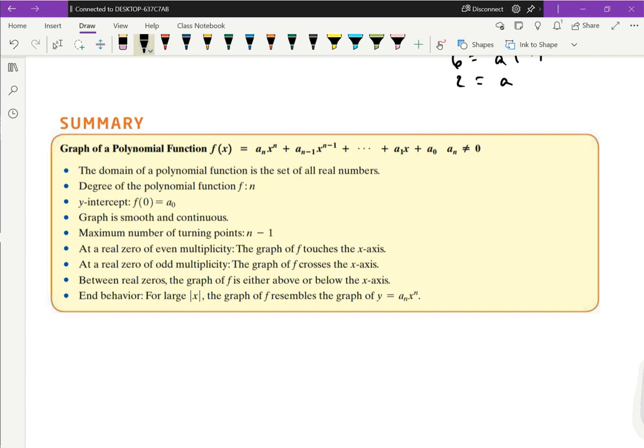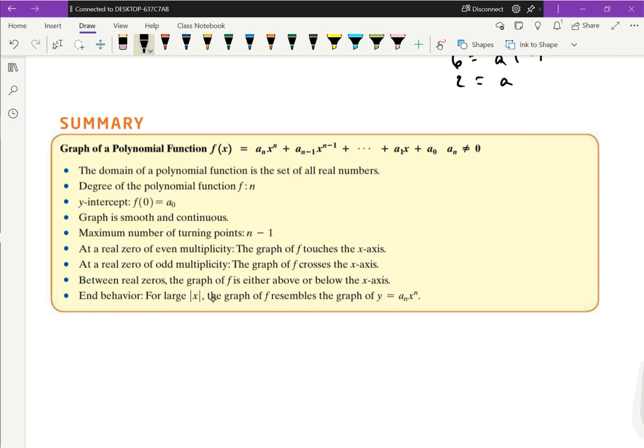Because it's a polynomial, we do have to be smooth and continuous. The maximum number of turning points is the degree minus 1. If we have an even multiplicity, we touch the x-axis and then turn at the axis. If it's an odd multiplicity, the graph crosses the x-axis. Between the real zeros, the graph either has to be above or below the axis because we can't cross.